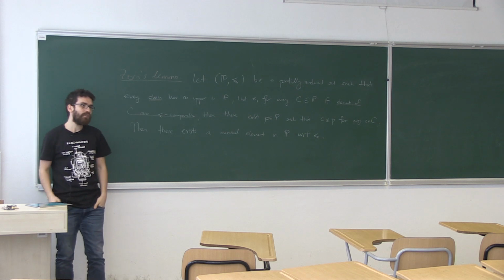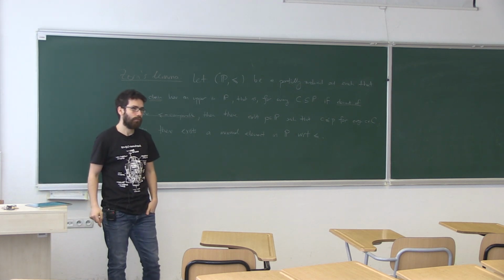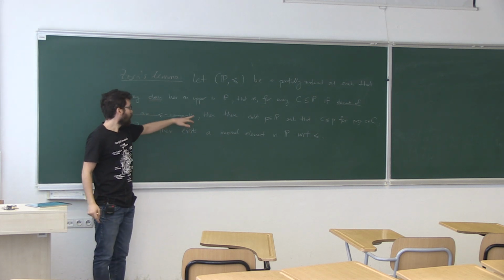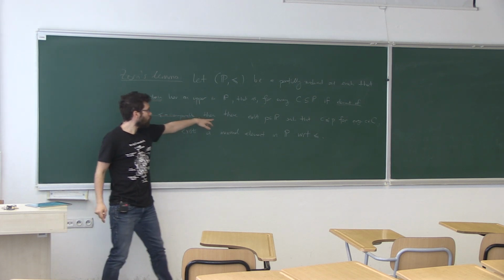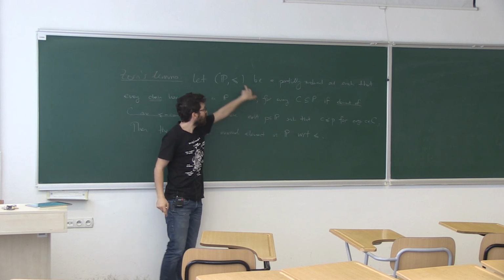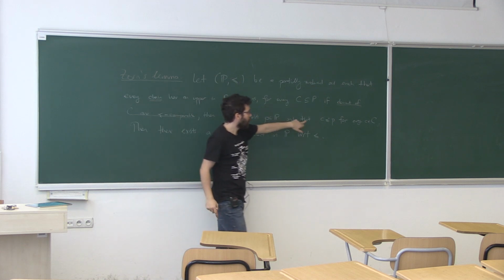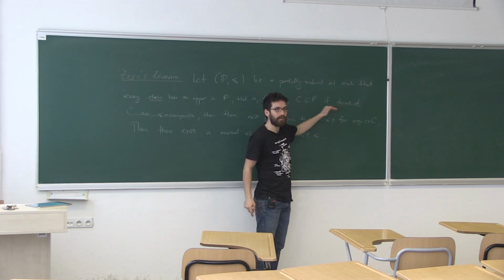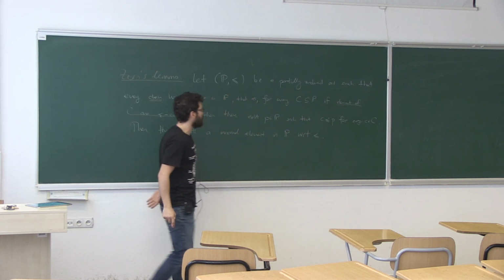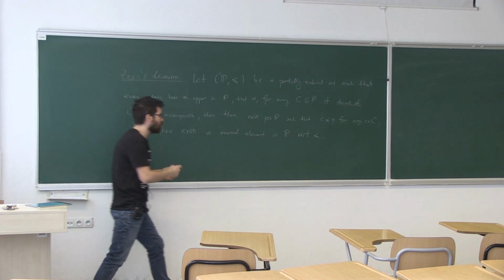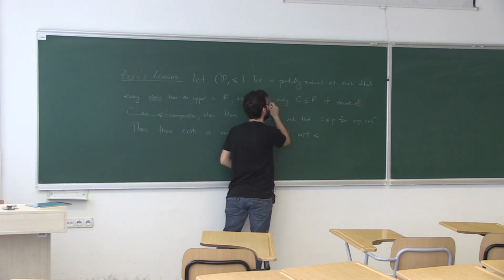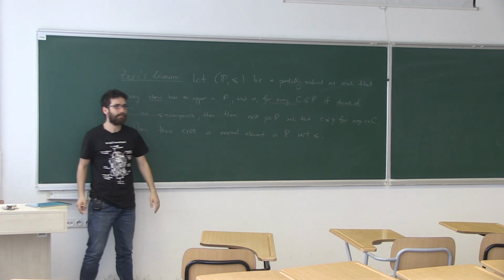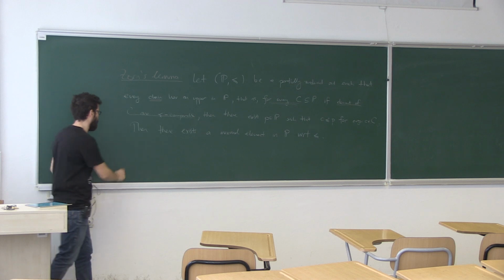Now, you want every chain to have an upper bound. What this means is that you want to have some element in this partially ordered set which is greater than or equal to every element in this chain. And you want this to be true for all chains. So if every chain has an upper bound, then there exists a maximal element. Okay? This is Zorn's lemma.